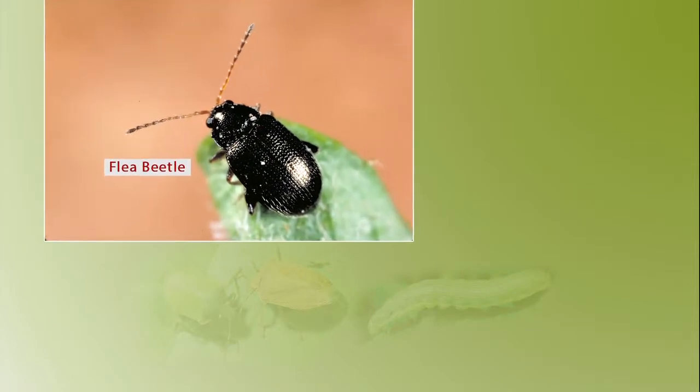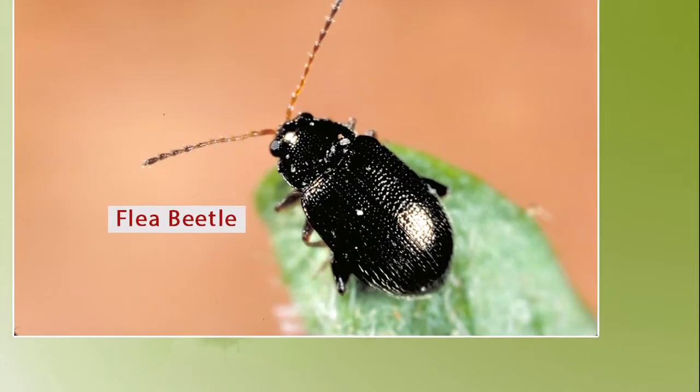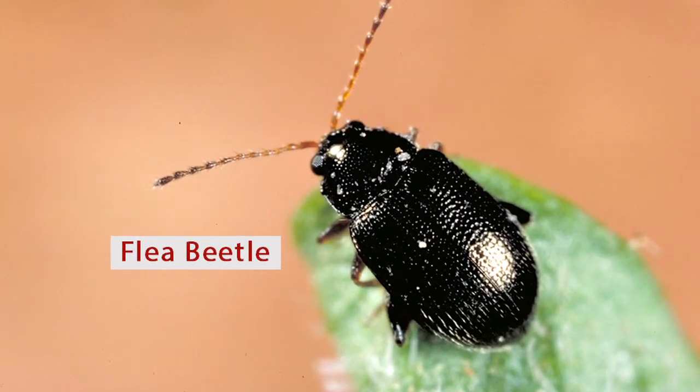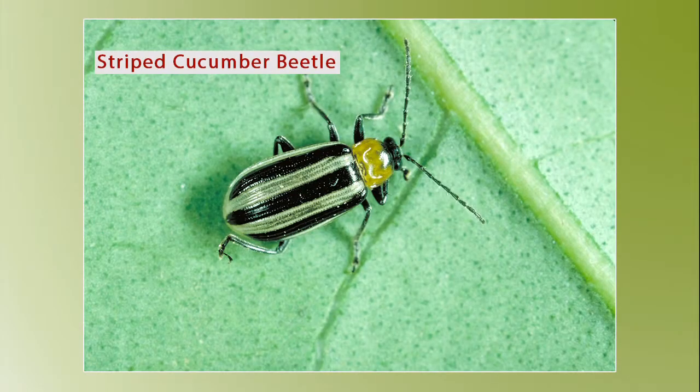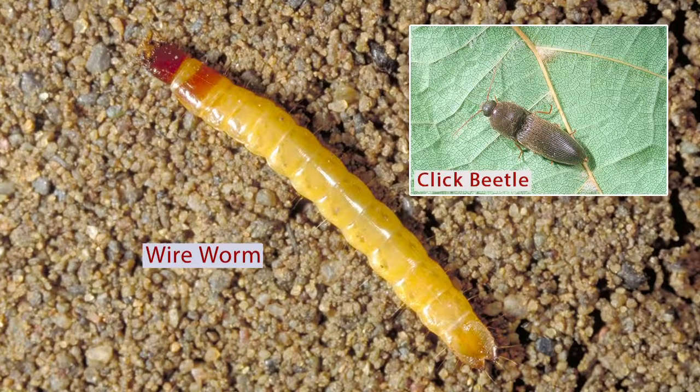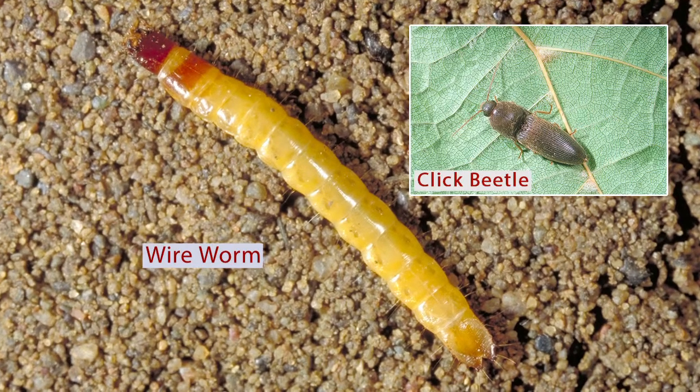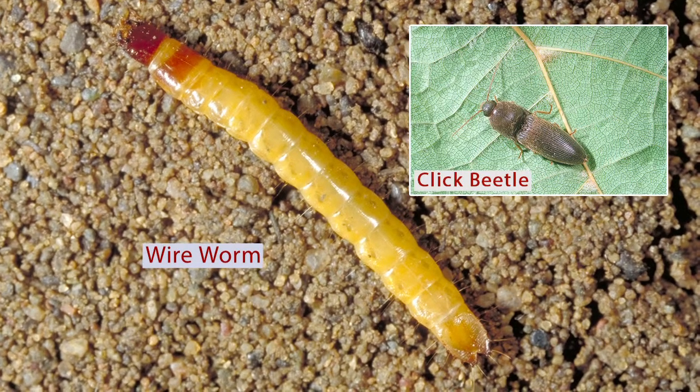Flea beetles are quite small, shiny black or brown, and can jump and fly. They chew small holes in the leaves of many crops. Cucumber beetles can be spotted or striped and also chew holes in leaves of many different vegetables. The click beetle larvae are called wireworms and cause problems in beans and daikon.